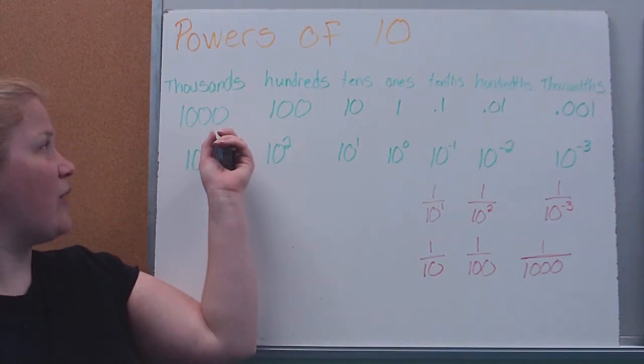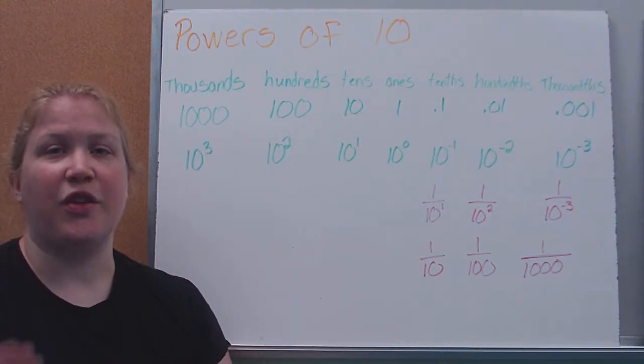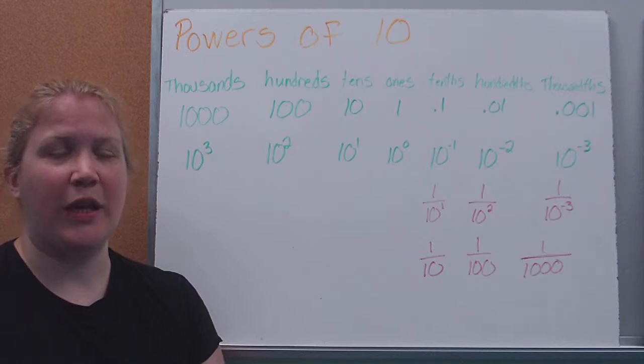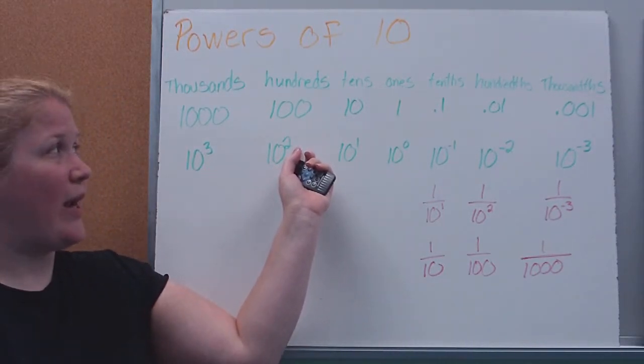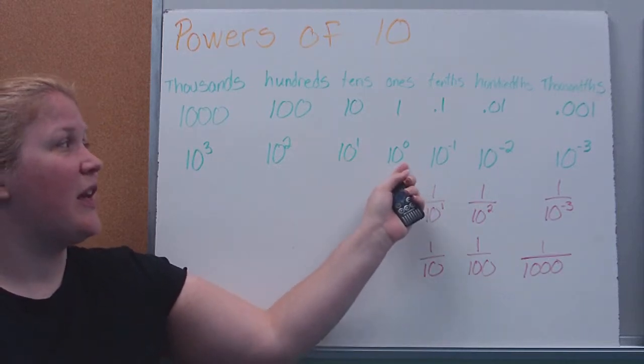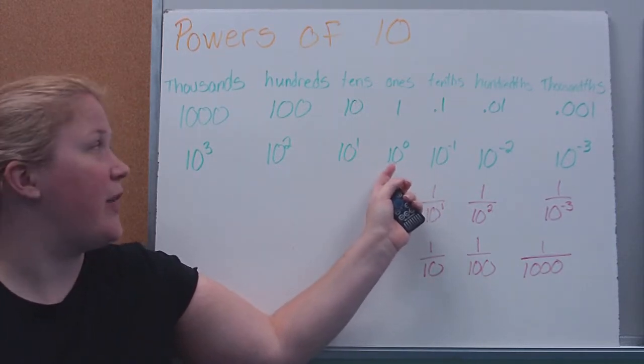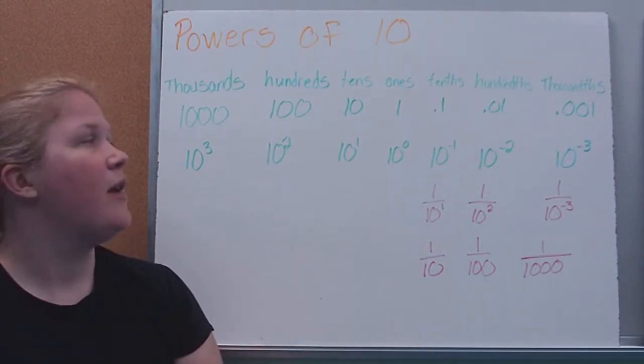So we know that 1,000 is 10 to the third. 10 times 10 times 10 gives me 1,000. 100 is 10 squared. 10 is 10 to the first. If you'll recall, we talked about zero exponents. 10 to the 0 gives me the 1.